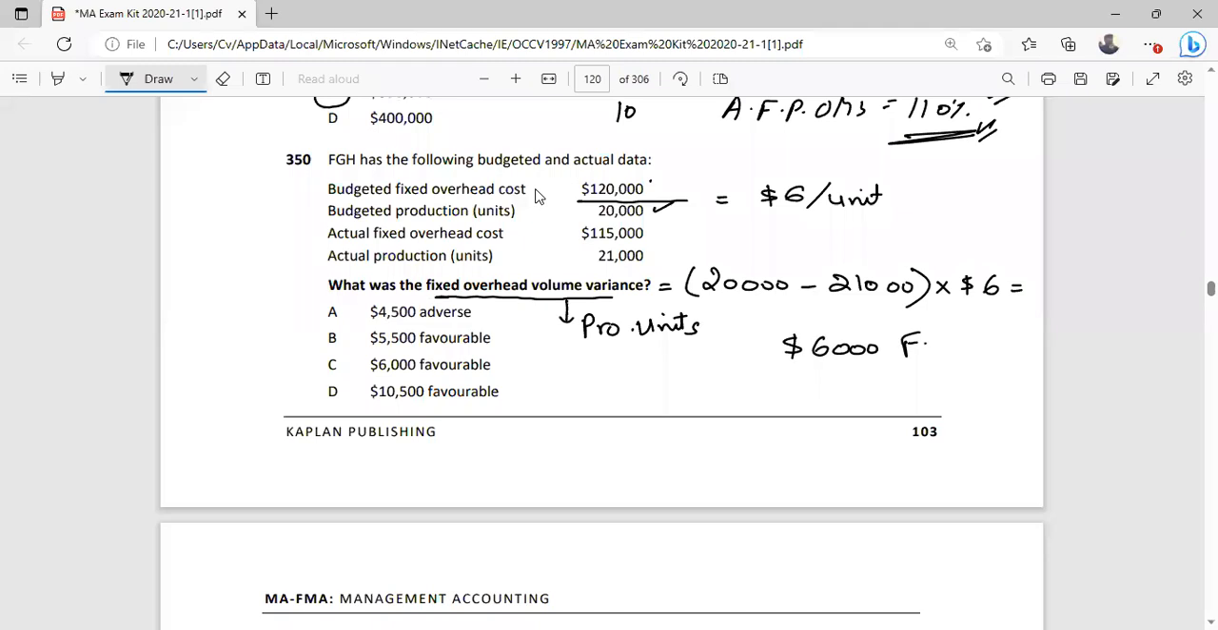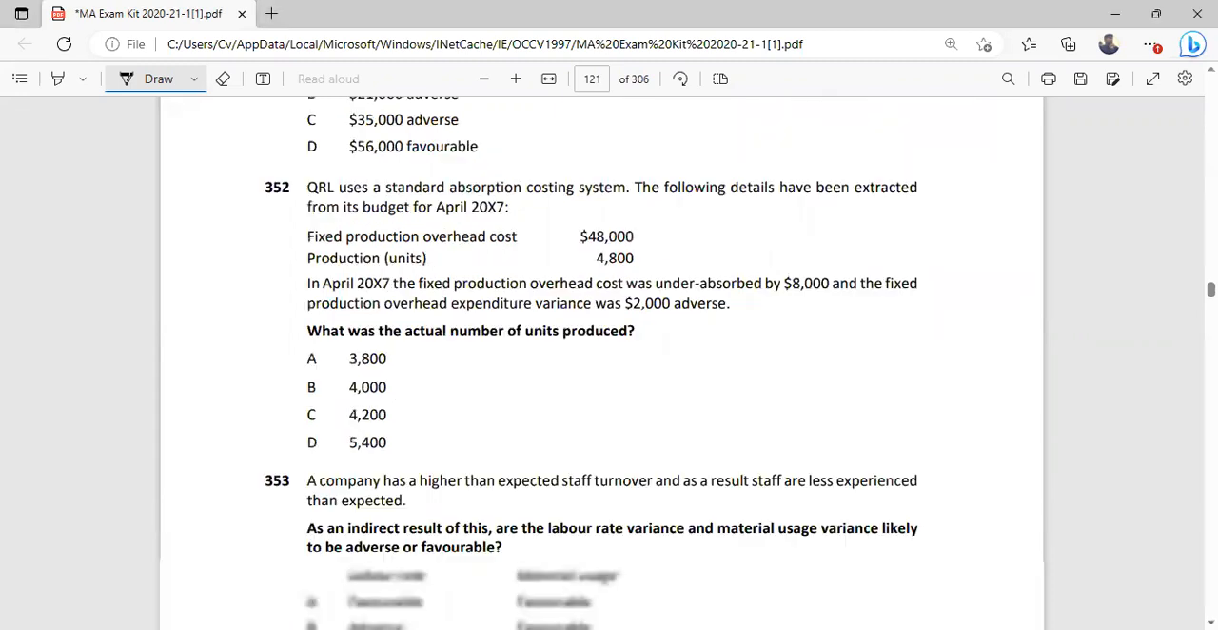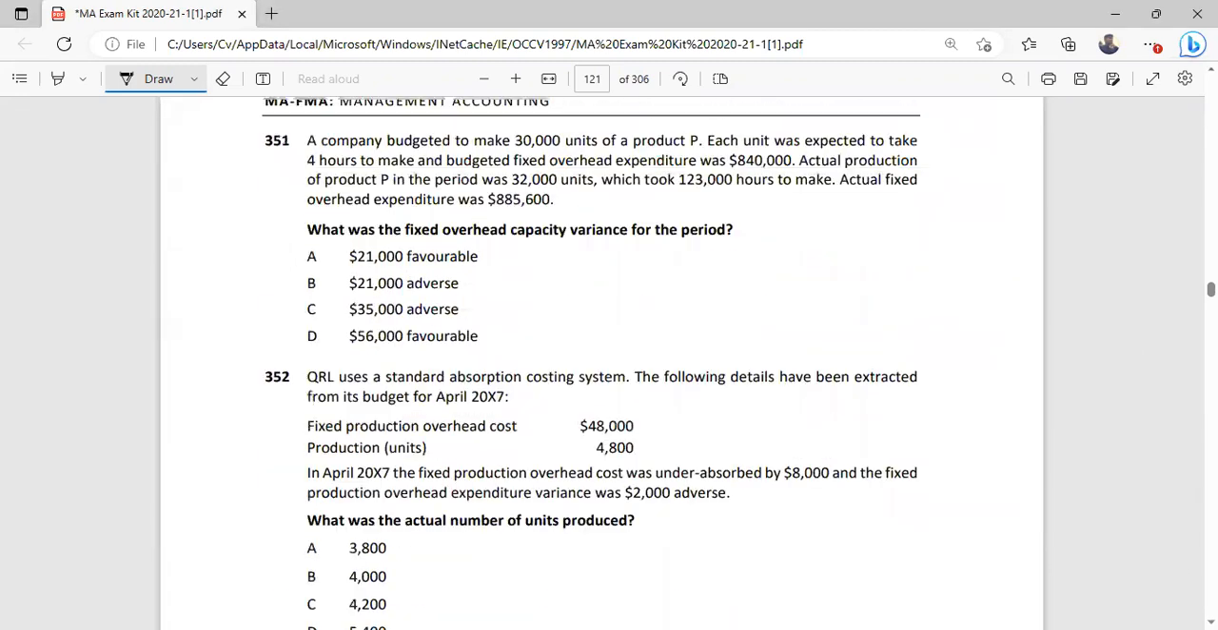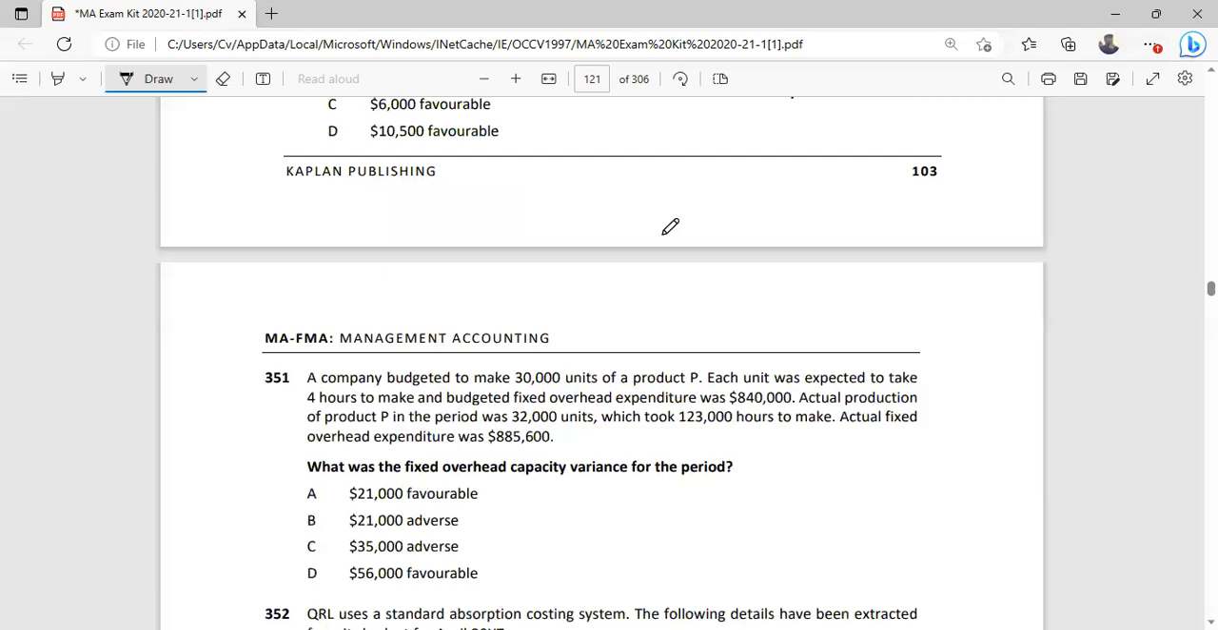It means you paid the fixed cost for 20,000 units, but you produced a greater amount of units in comparison with budget. So if actual production units are greater than the budgeted, this is called $6,000 favorable. Next one is 351.